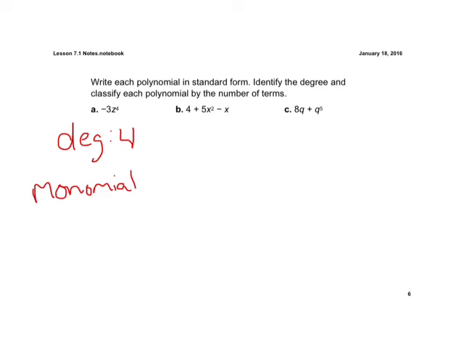Alright, B, write it in standard form. Remember, exponents from greatest to least, so we're going to put the 5x squared up first, and then minus x, and plus 4. Make sure we keep those negatives with our variables. That's going to be a little tricky there. Identify the degree. Squared is our highest exponent, so our degree is going to be 2. And it's a trinomial, because there are 3 terms.